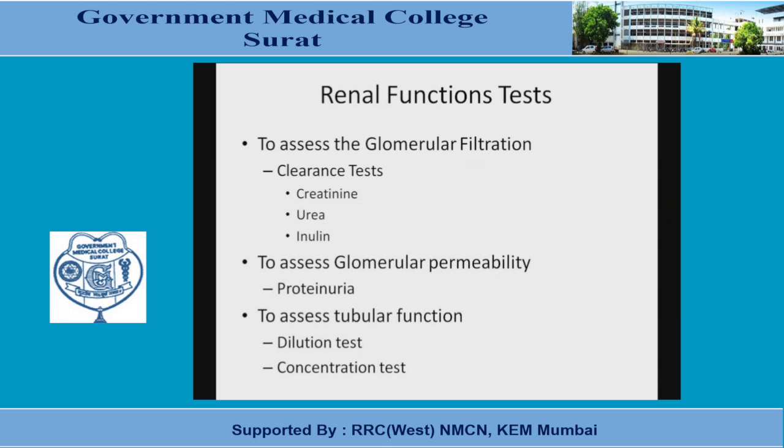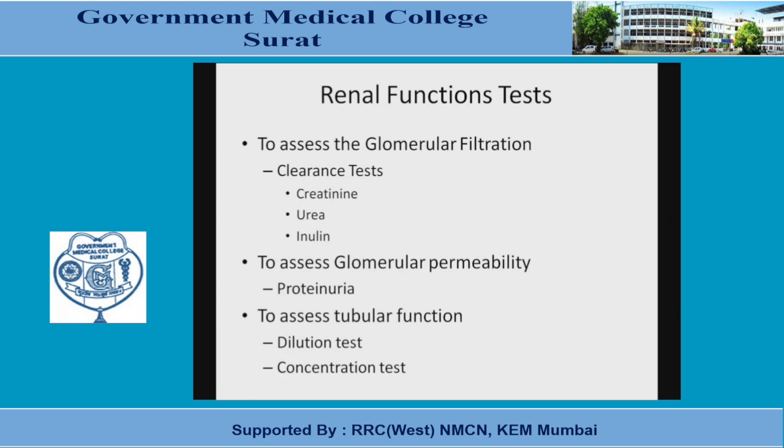Renal function tests are generally classified as tests to assess the glomerular filtration function, to assess the glomerular permeability, meaning the integrity of the glomerular structure, and third, to assess the tubular function. For assessing the glomerular filtration, the major test is the clearance test. Various substances are used for the clearance test, including creatinine, urea and inulin.